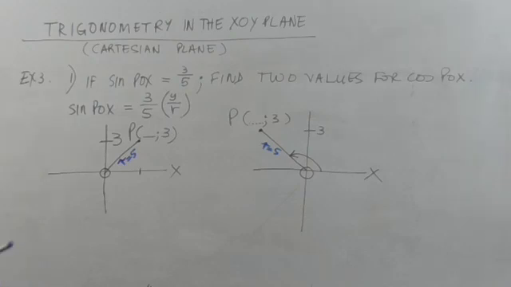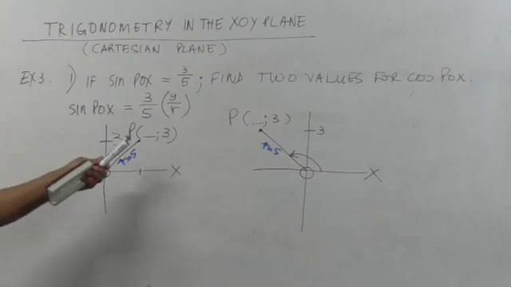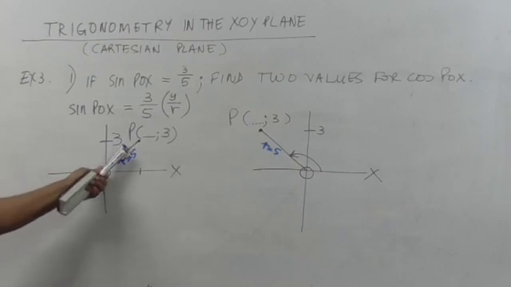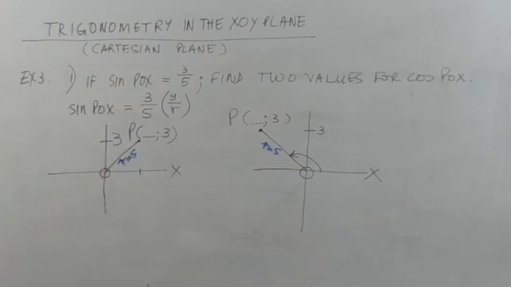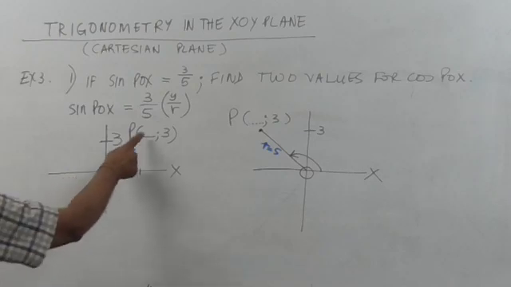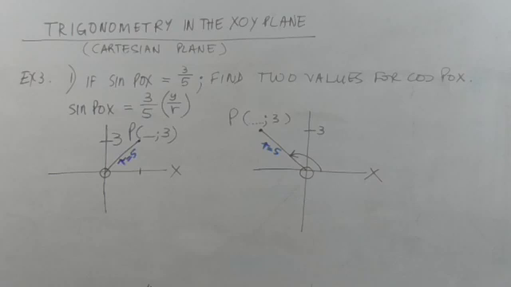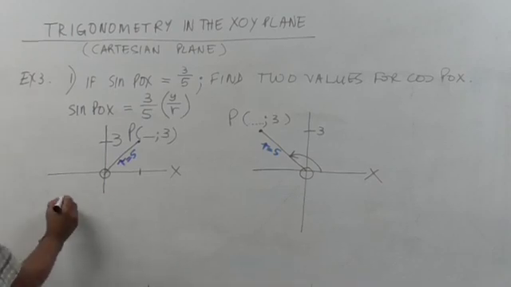So, sine is positive. It could be in this quadrant, it could be in that quadrant. Because the 3 is positive, y is positive. So it's positive on this side, it's also positive on this side. So, now, the number that is missing is x. So we're trying to find x. So what we do, we use the same formula. We're trying to find x.